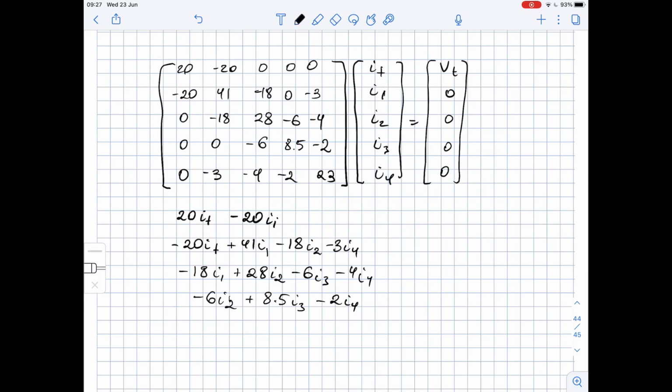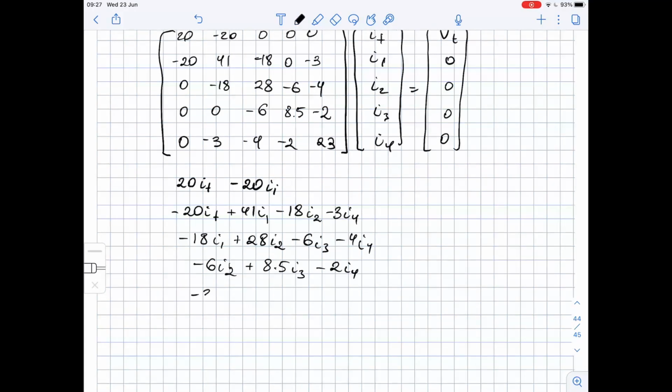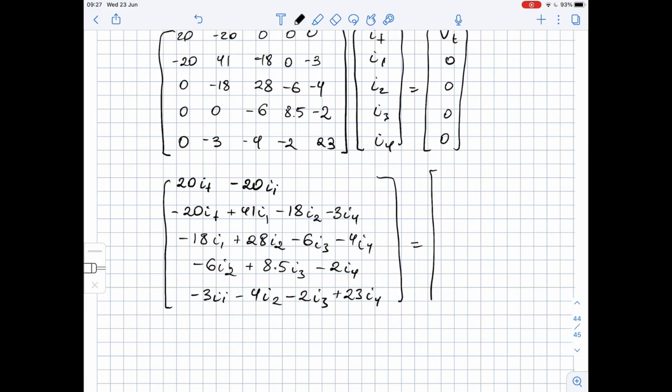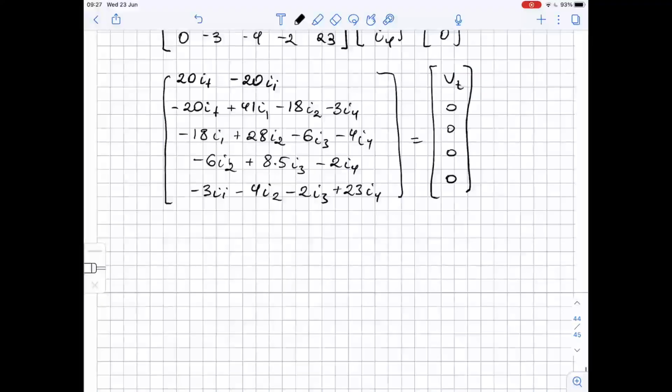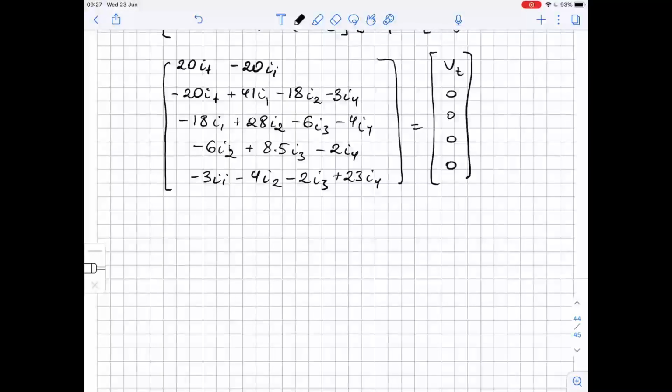And next row we have negative 3 I1 minus 4 I2 minus 2 I3 plus 23 I4. And this equals VT, 0, 0, 0, 0. Well, now since two of these matrices are equal, all of their entries need to be equal. So we get a system of equations.